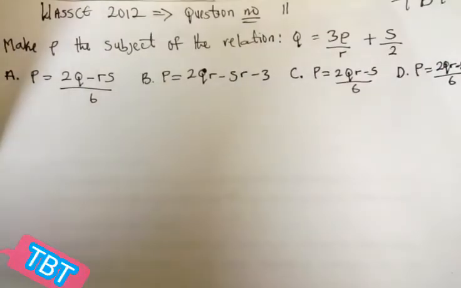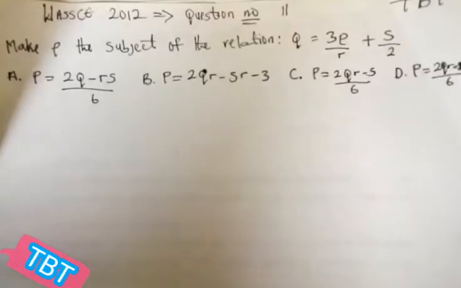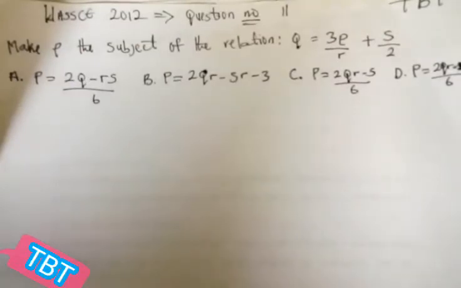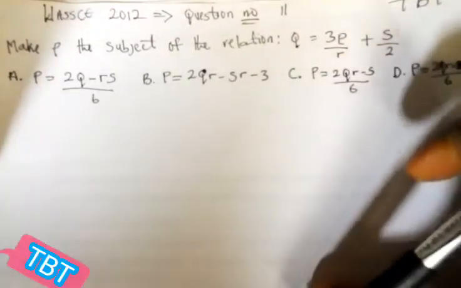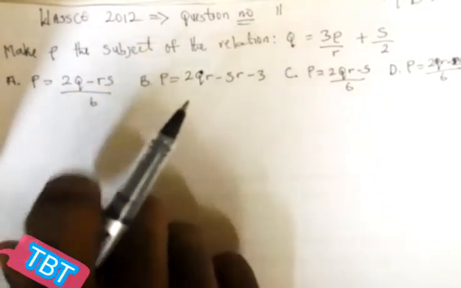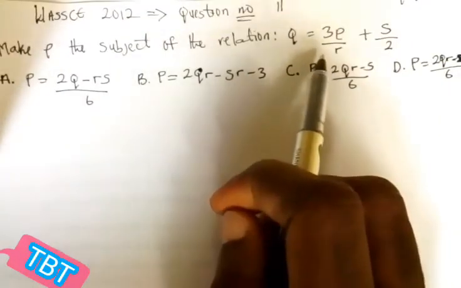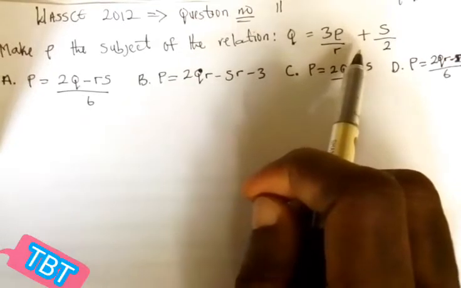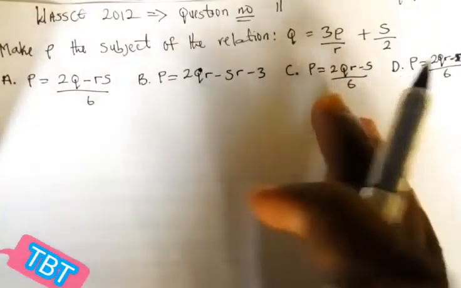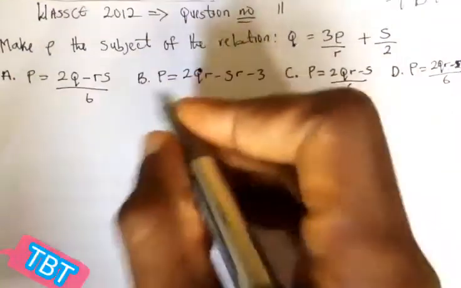In today's video I'll be showing you the technique behind solving problems that have to do with changing the subject of a formula. Now in this question I want to be tackling a question from WAEC 2012, question number 11. It says we should make P the subject of the relation Q is equal to 3P over R plus S over 2. Whenever we have a problem like this, there is no need for us to waste time on it. Just go direct, get that mark and move on.